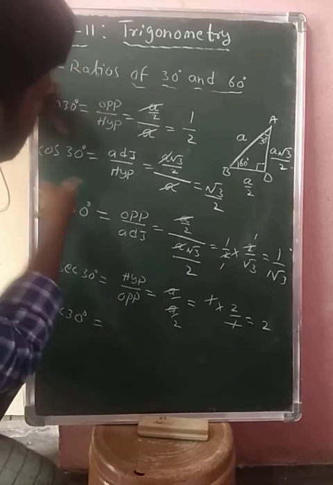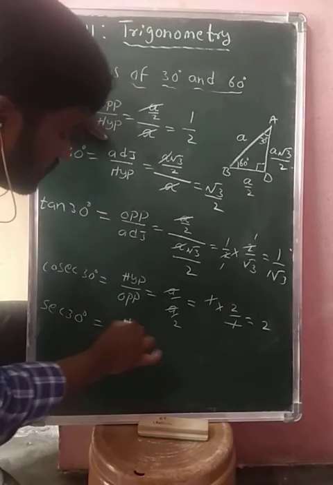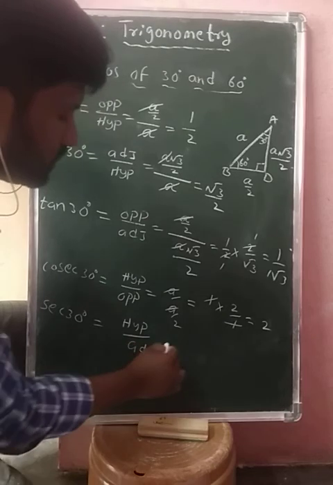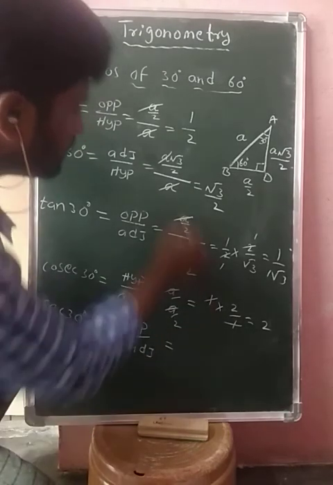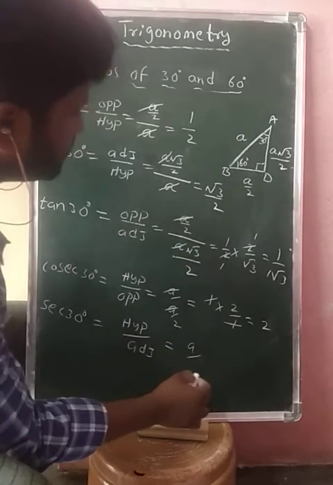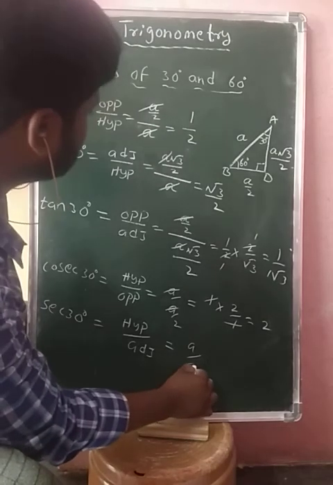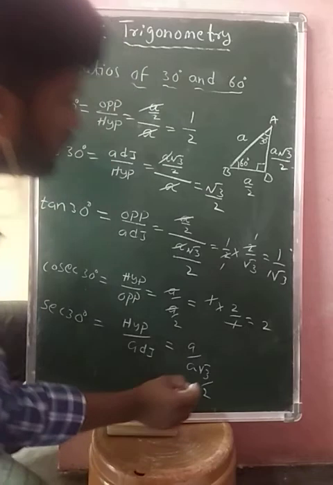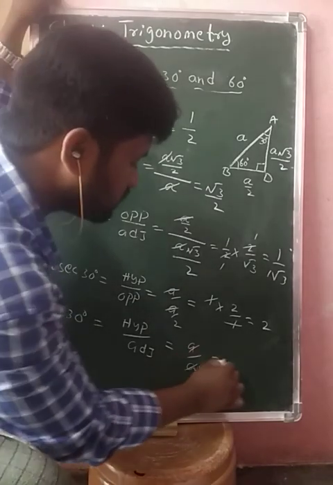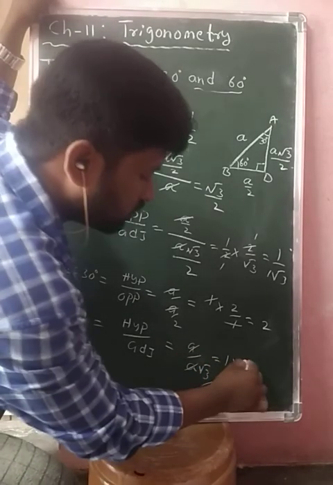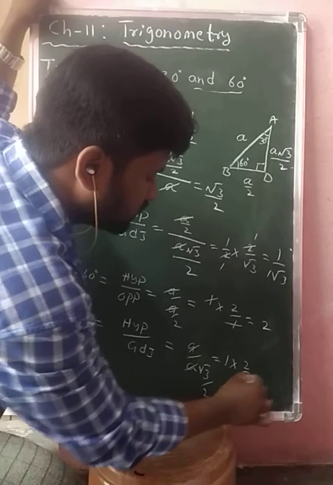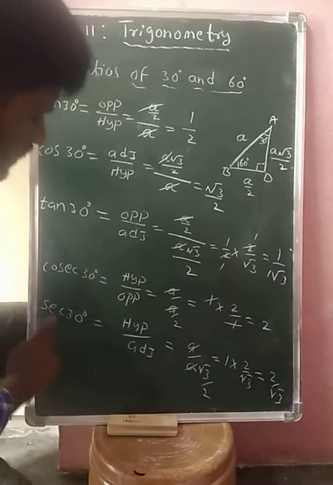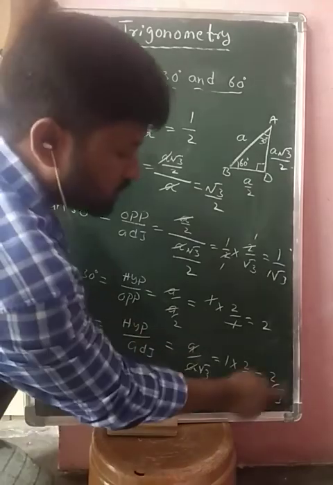In the same manner, sec 30 degrees, secant 30 degrees, is the reciprocal of cos. That is hypotenuse by adjacent side. What is the hypotenuse? Hypotenuse is A, by the adjacent side, A root 3 by 2. Okay? A cancels, so we get 1 into root 3 by 2, flipped, the reciprocal, that is 2 by root 3. 1 into 2 by root 3, that is 2 by root 3. So secant 30 is equal to 2 by root 3.